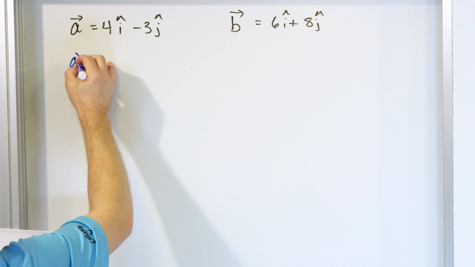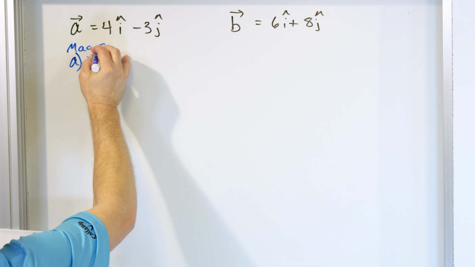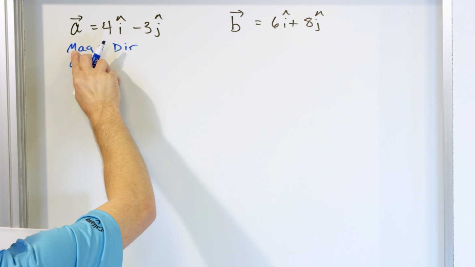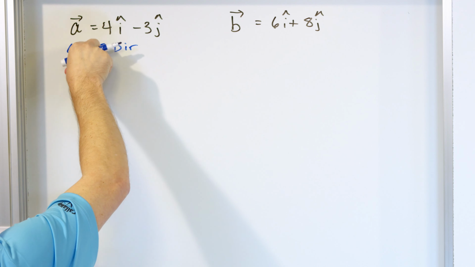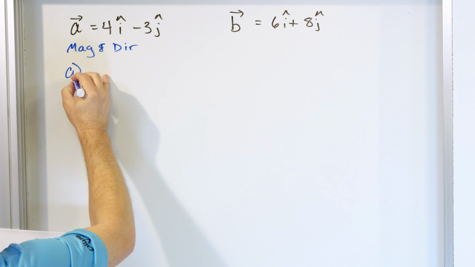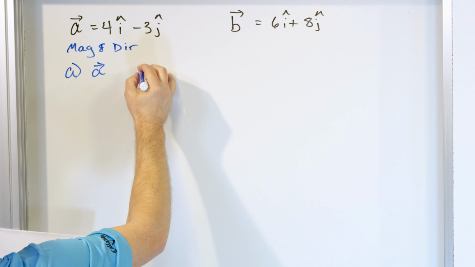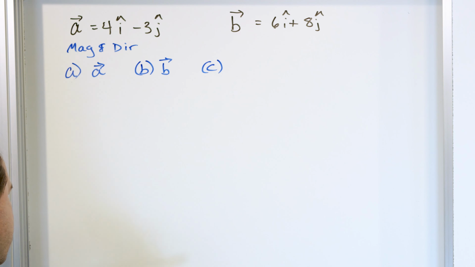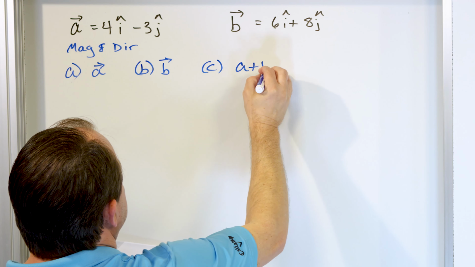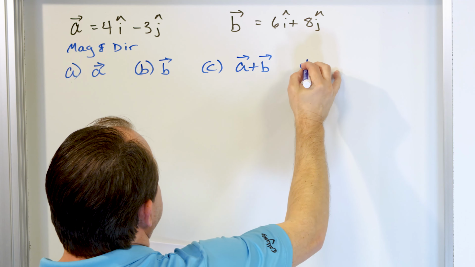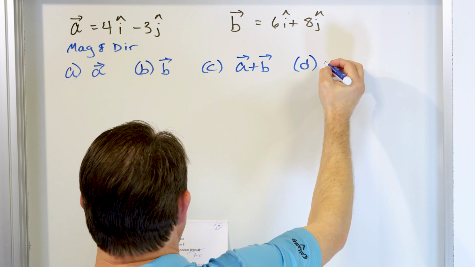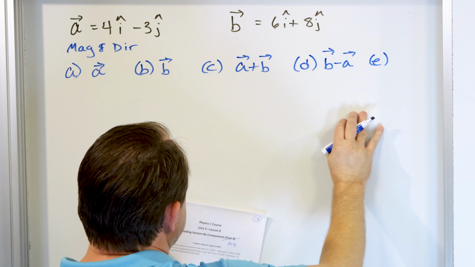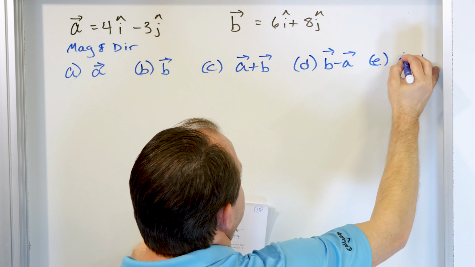So we want to find the magnitude and the direction of, in part A, let me go ahead and just erase this, make it a little bit cleaner. Let's move a little bit down. We're going to find the magnitude and direction of vector A. For part B, it'll be vector B. For part C, it will be the vector A plus B. For part D, it'll be the vector B minus A. And for part E, it will be A minus B.